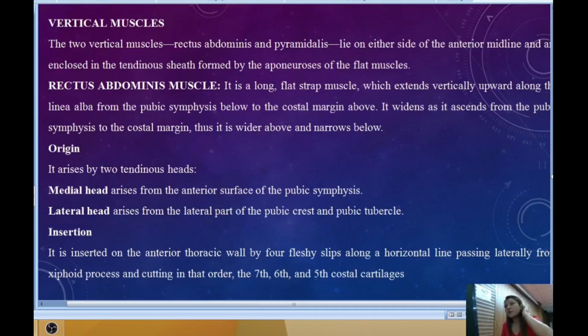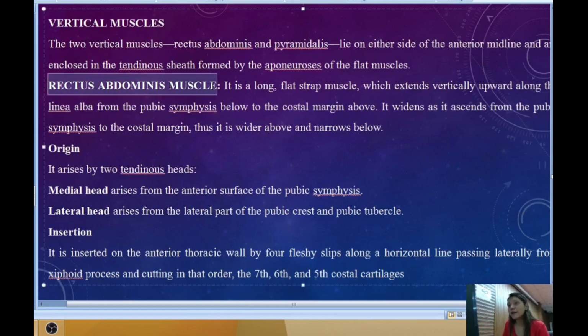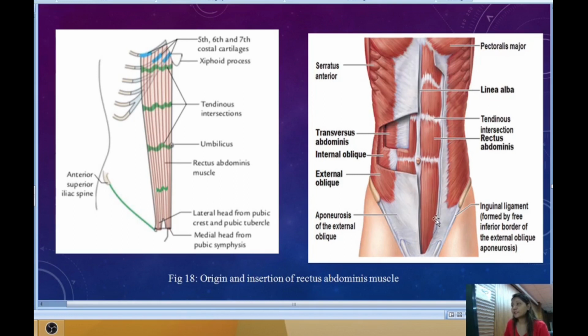Now we come to the vertical muscles. The two vertical muscles are the rectus abdominis and the pyramidalis. Pyramidalis is a very small muscle and rectus abdominis is a bulky muscle. So it is a long flat strap muscle, rectus abdominis, which extends vertically upward along the linea alba from the pubic symphysis below to the costal margin above. It widens as it ascends, and thus it is wider above and narrow below. So this whole bulk of muscle is the rectus abdominis muscle.